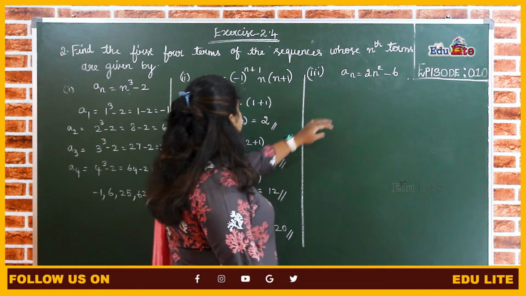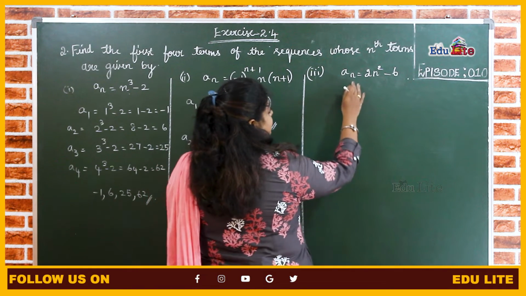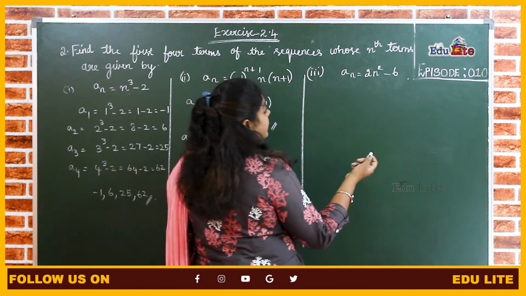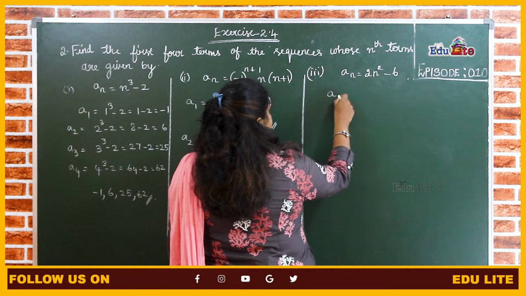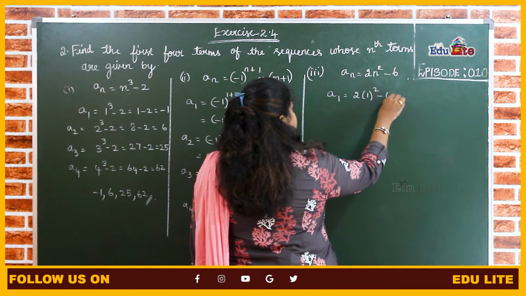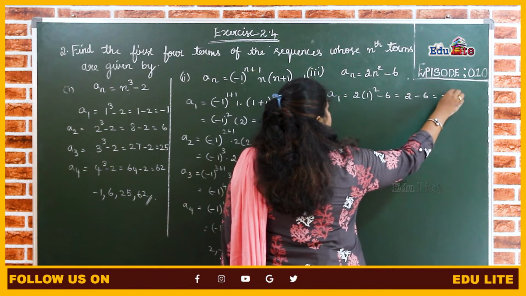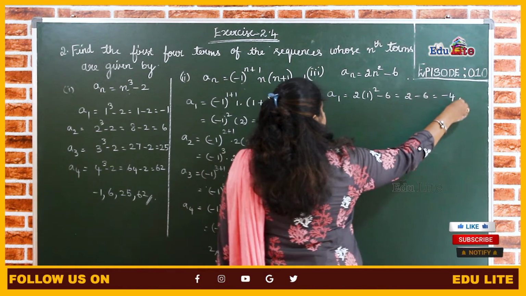Okay. Now, we have to find the first four terms for this nth term. So, we vary the values of n as 1, 2, 3 and 4. We will do it one by one. a1 means 2 into 1 square minus 6. 1 square is 1. Therefore, 2 minus 6 is minus 4. First term of the sequence.